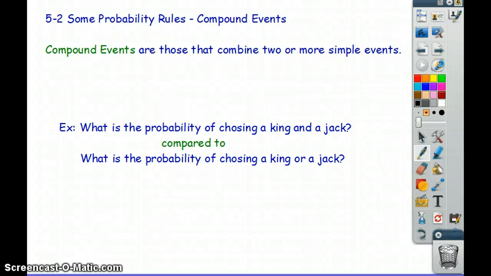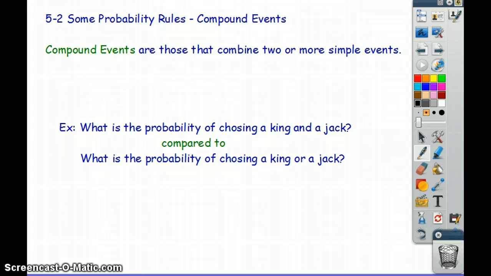Today we're going to talk about compound events with probability. Compound events are just events that combine two or more simple events. So we're going to do some examples of this. First of all, consider the difference between these two.